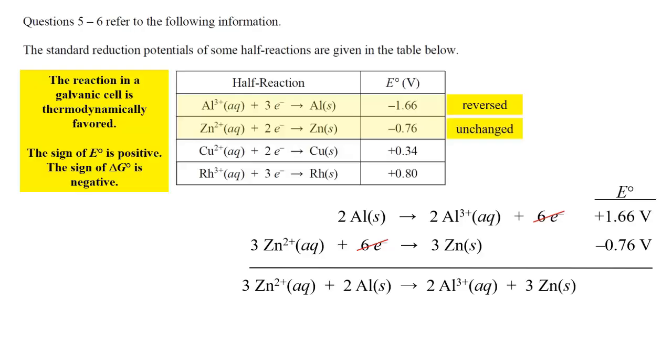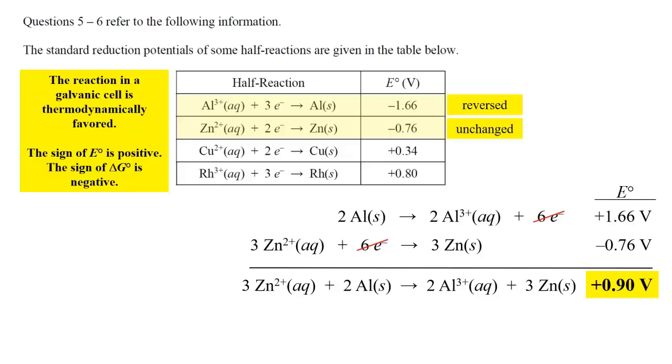And so here is the equation for the overall reaction. 3 moles of aqueous zinc 2 plus ions reacting with 2 moles of solid aluminum, and it produces 2 moles of aqueous aluminum 3 plus ions and 3 moles of solid zinc. What's my overall cell potential? Positive 1.66 volts plus a negative 0.76 volts. And when I do that math, I get positive 0.90 volts.